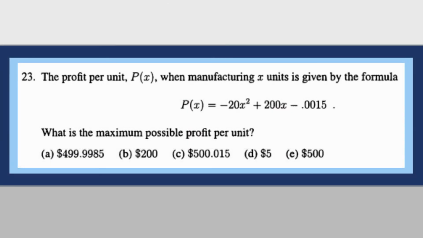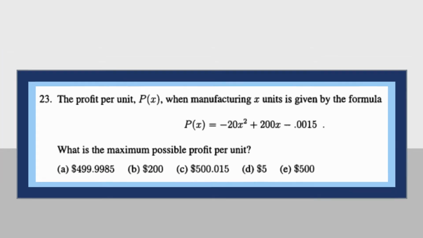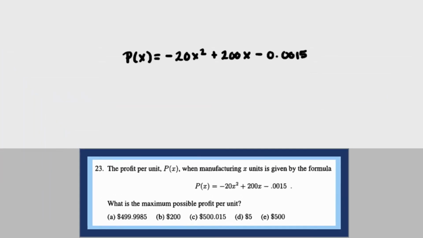Alright guys, so for number 23, it says the profit per unit, P of x, when manufacturing x units is given by the formula P of x equals -20x squared plus 200x minus 0.0015. What is the maximum possible profit per unit? So I'm going to write down all the information that we need real quick.